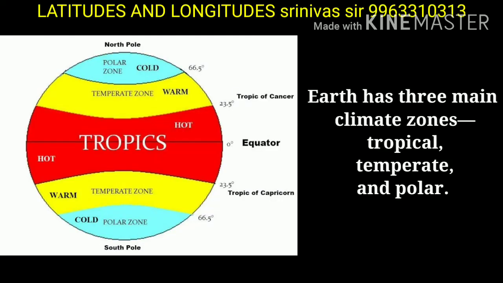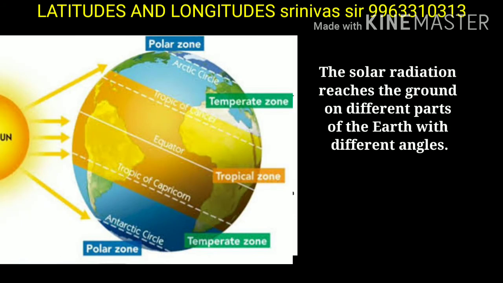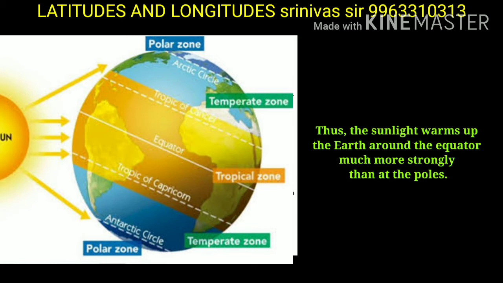Earth has three main climate zones. They are tropical, temperate, and polar zone. The solar radiation reaches the ground on different parts of the Earth with different angles. Throughout the seasons, the position of the Sun to the Earth and thus the angle of incidence of the sunlight also change. Thus, the sunlight warms up the Earth around the equator much more strongly than at the poles.